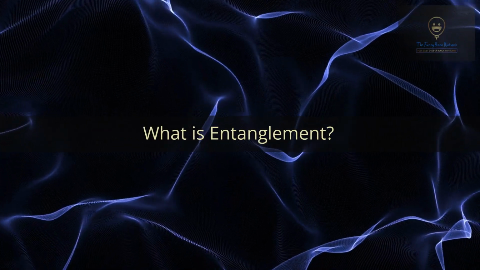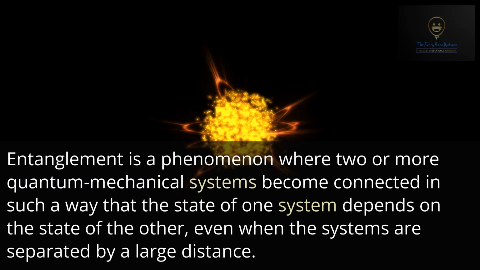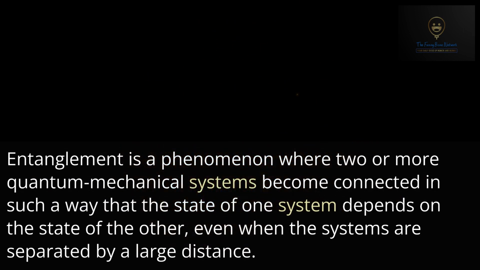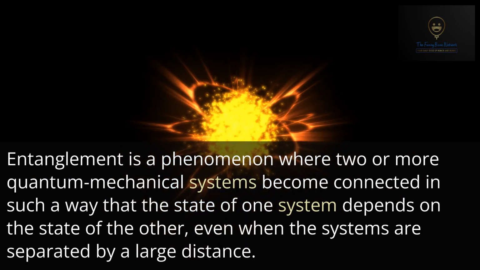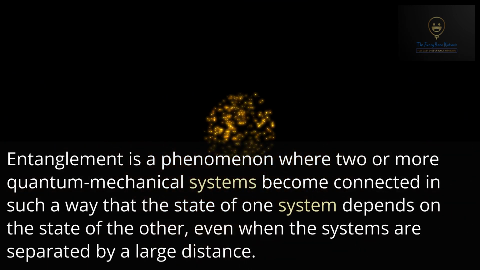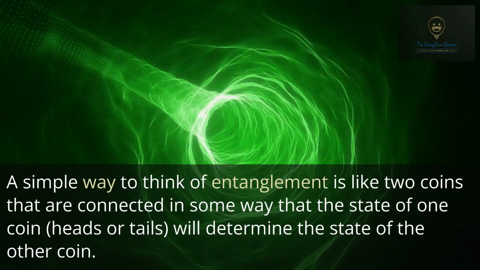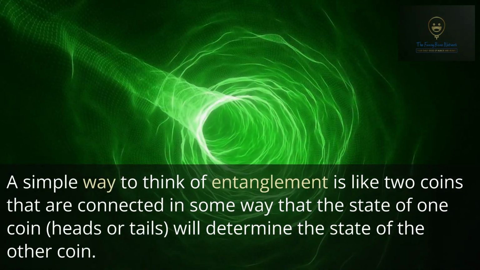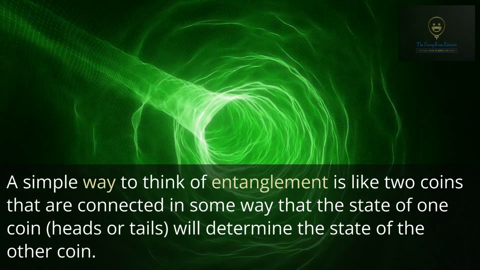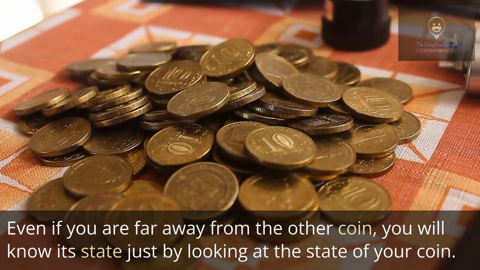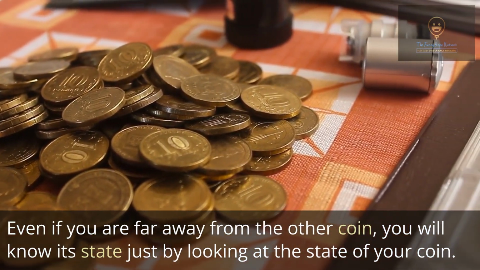What is entanglement? Entanglement is a phenomenon where two or more quantum mechanical systems become connected in such a way that the state of one system depends on the state of the other, even when the systems are separated by a large distance. A simple way to think of entanglement is like two coins that are connected in some way that the state of one coin, heads or tails, will determine the state of the other coin. Even if you are far away from the other coin, you will know its state just by looking at the state of your coin.